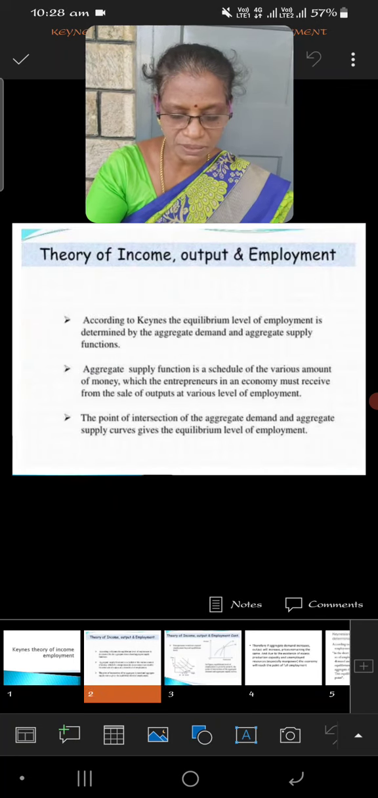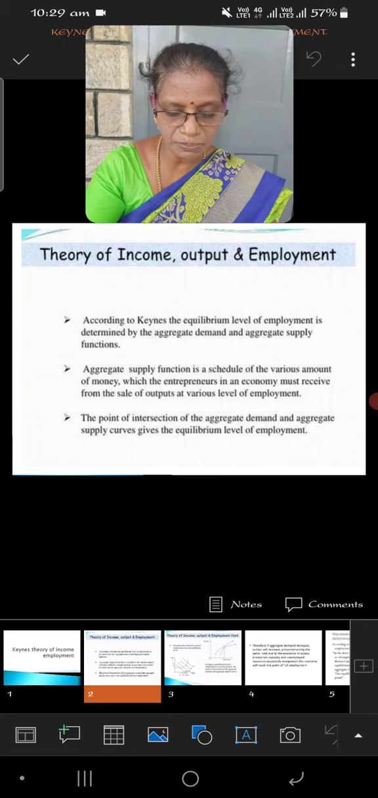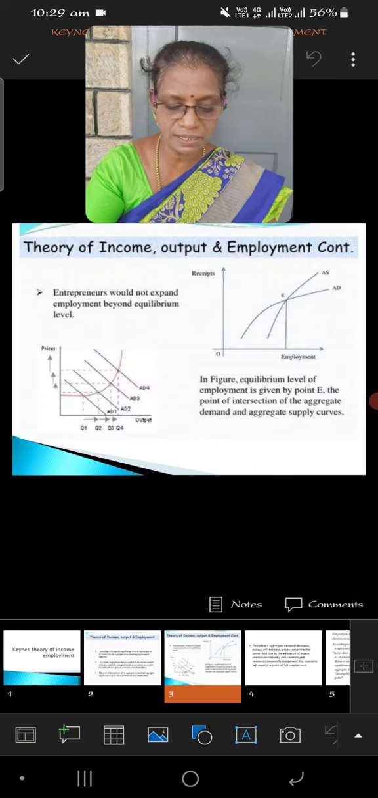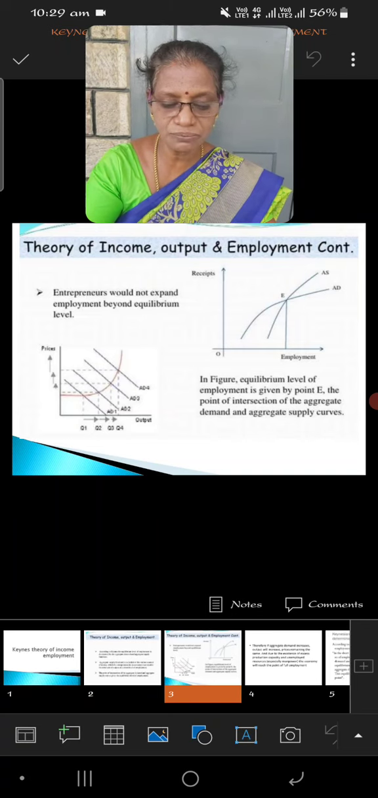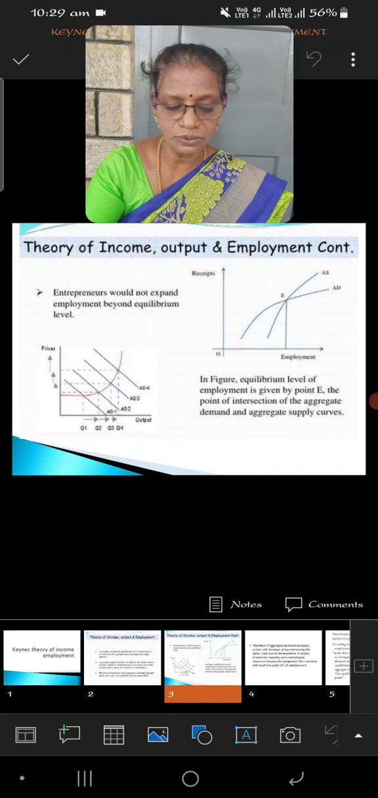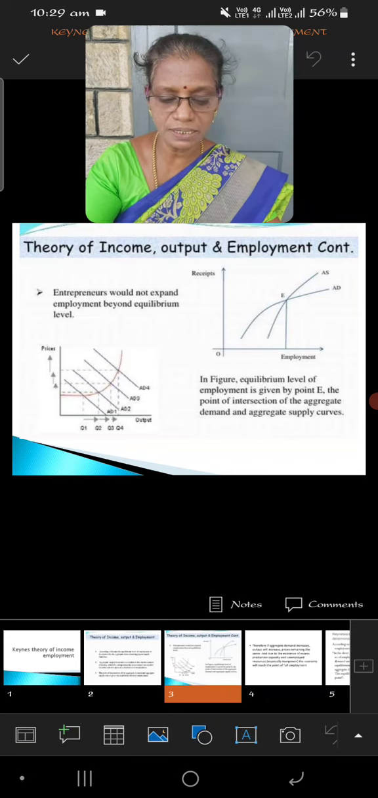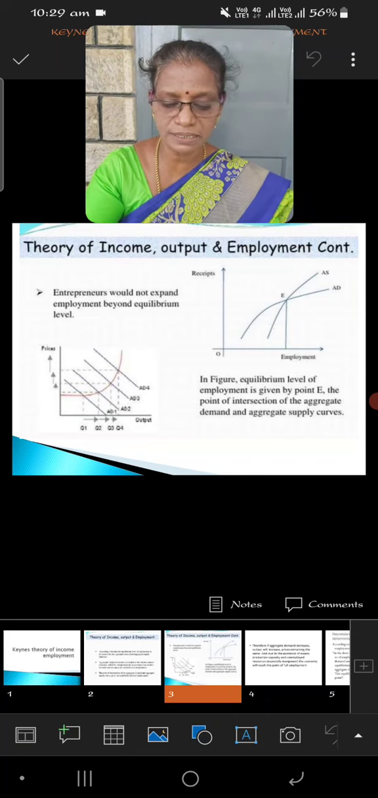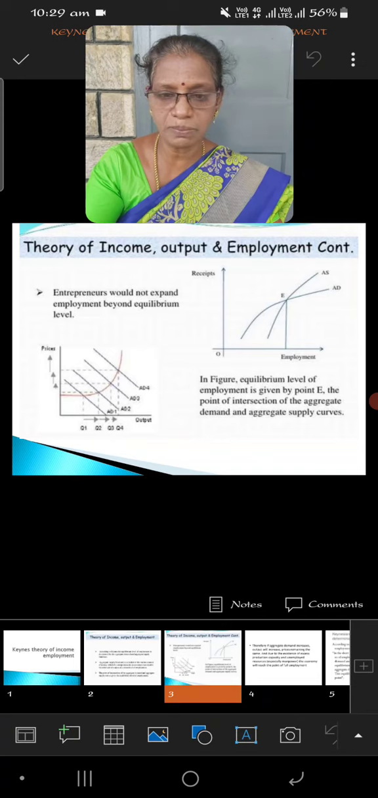So how do we restore the equilibrium point? This can be explained with the help of a diagram. See this diagram. What are the two market interactive forces? One is aggregate demand and the other one is aggregate supply. By equating the two forces, E is the point of equilibrium. If we extend the equilibrium point up to the x-axis, we can measure the employment.